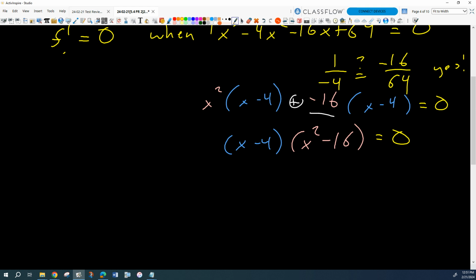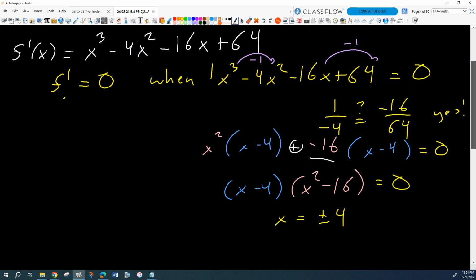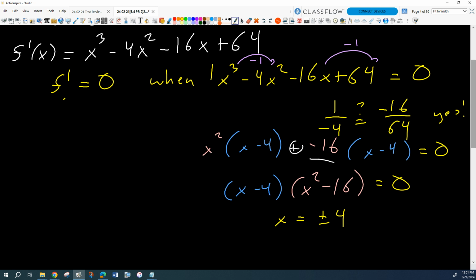So what are my zeros then? 3, 4, and negative. Negative, right? Okay. So those are my first derivative critical numbers. Okay? Okay. Second derivative. So there's first derivative. What's my second derivative? 3x squared minus 8x minus 16.